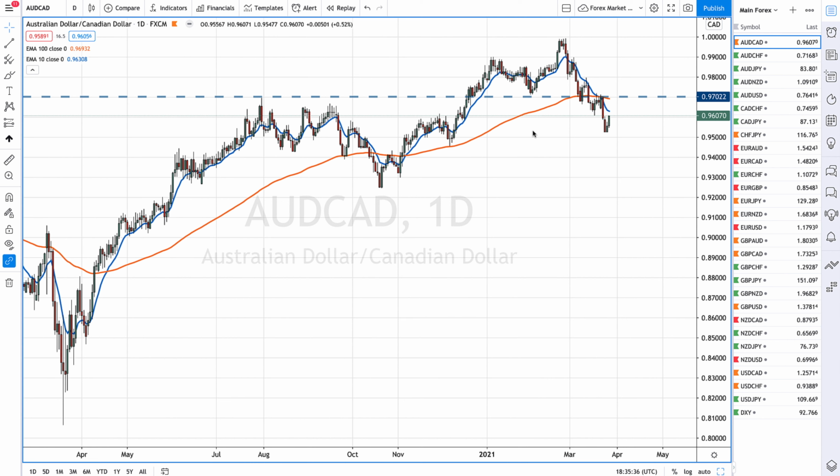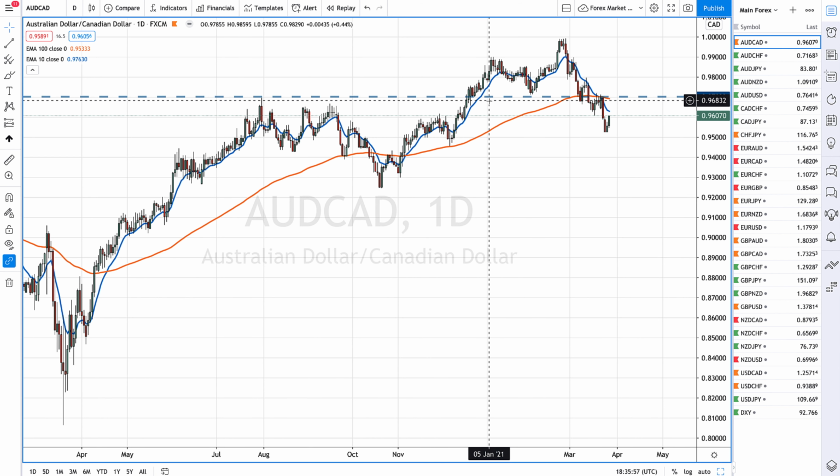Okay, so let's start off by looking at the Aussie CAD. With this pair, we are actually quite neutral. Both the Australian dollar and the Canadian dollar have a lot going for them, so it's not a case of picking a strong against a weak currency. This is very much a strong against a strong currency.